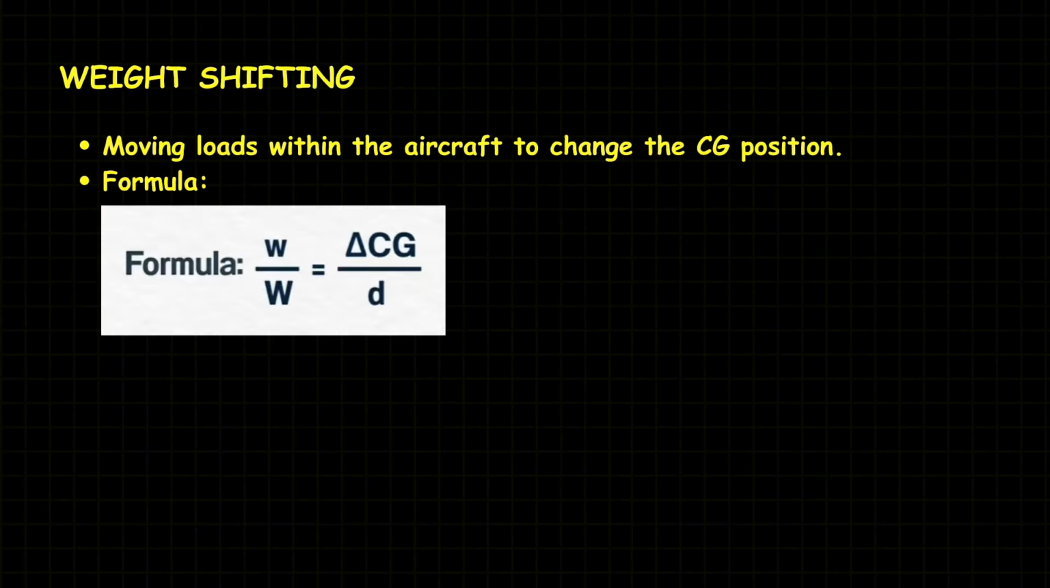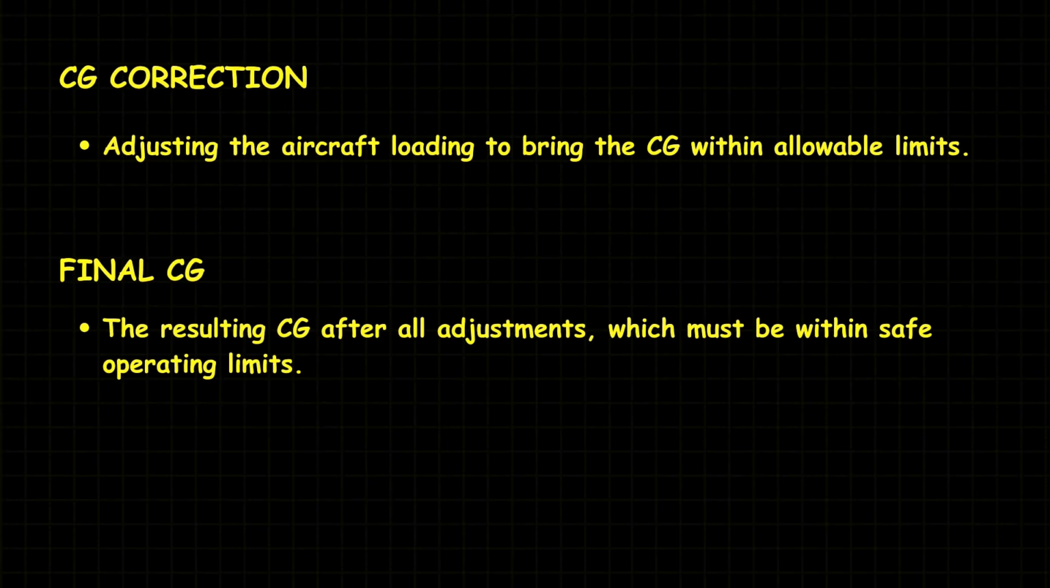If the CG is out of range, we use weight shifting. By moving a load a certain distance, we change the CG position. The formula used is delta CG is equal to the distance moved times the ratio of shifted weight over total weight. CG correction. This is the process of adjusting the aircraft's load by shifting or removing weight to move the center of gravity into the required safety zone.